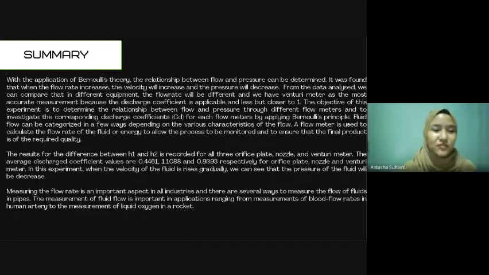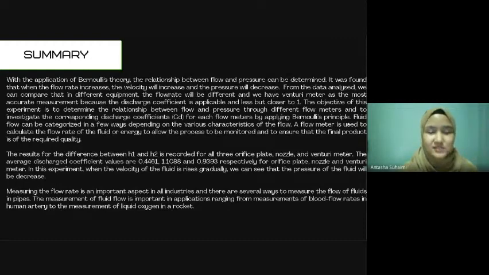Okay, so the summary for this experiment is, with the application of Bernoulli's theory, the relationship between flow and pressure can be determined. It was found that when the flow rate increases, the velocity will increase and the pressure will decrease. From the data analyzed, we can compare that in different equipment, the flow rate will be different, and we have the venturimeter as the most accurate measurement because the discharge coefficient is applicable and less but closer to 1.